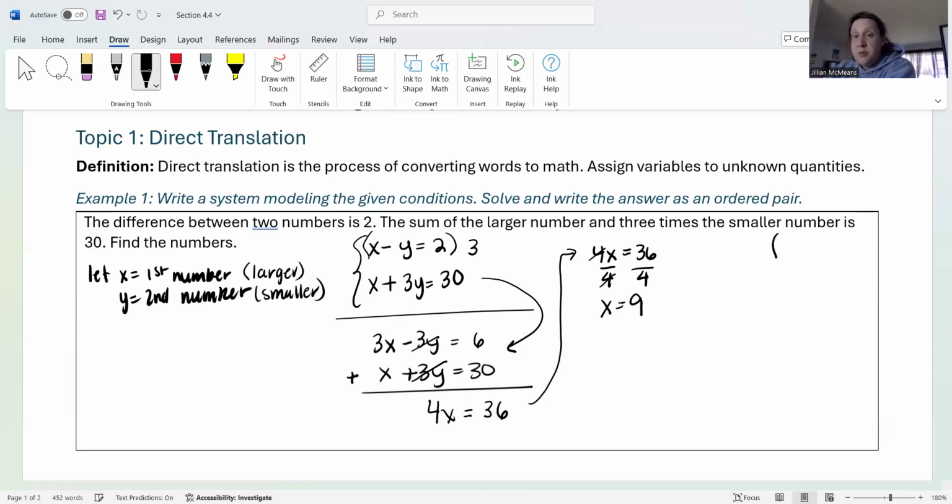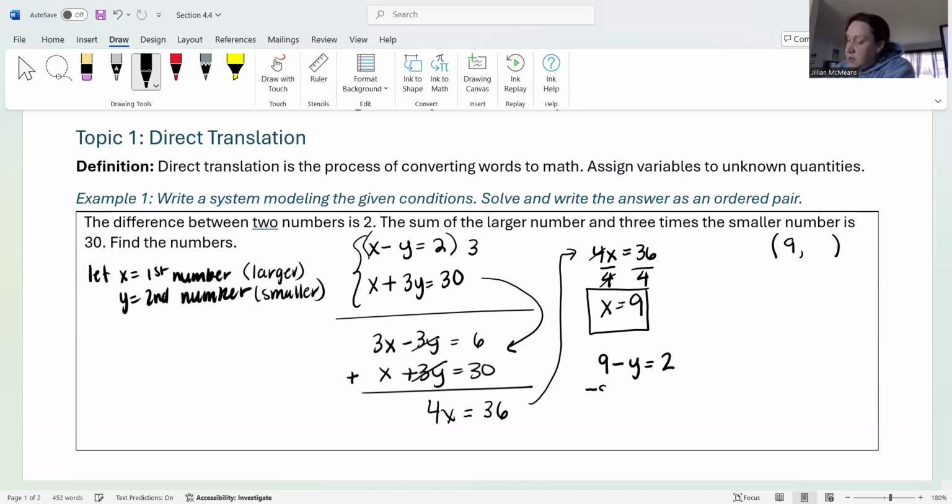Now, as far as the ordered pair goes, we now have an ordered pair that has an x coordinate of 9. We still need to find the y coordinate. So we're saying the first and larger number is 9. Let's see what that would give us for the smaller number. So I'm going to plug in 9 into the first equation. You could plug it into either of these equations. I'm just choosing the first. So we're going to say x is 9. From that, we want to subtract y, which would equal 2. Now you can kind of just in your mind see what y has to be, but I'm going to go ahead and solve this equation.